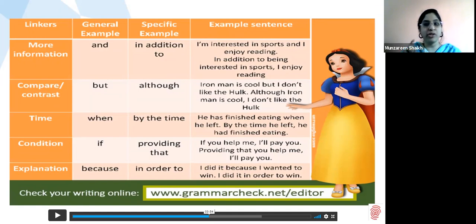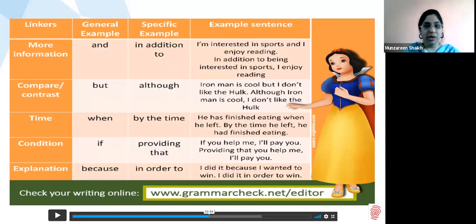Can you see we have used and, right? Can you see in the sentence we are giving more information? He's saying that he's interested in sports, but he also enjoys reading. All right, more information is given over here. Now let's see how, if you're using in addition to, the sentence forms. In addition to being interested in sports, I enjoy reading.